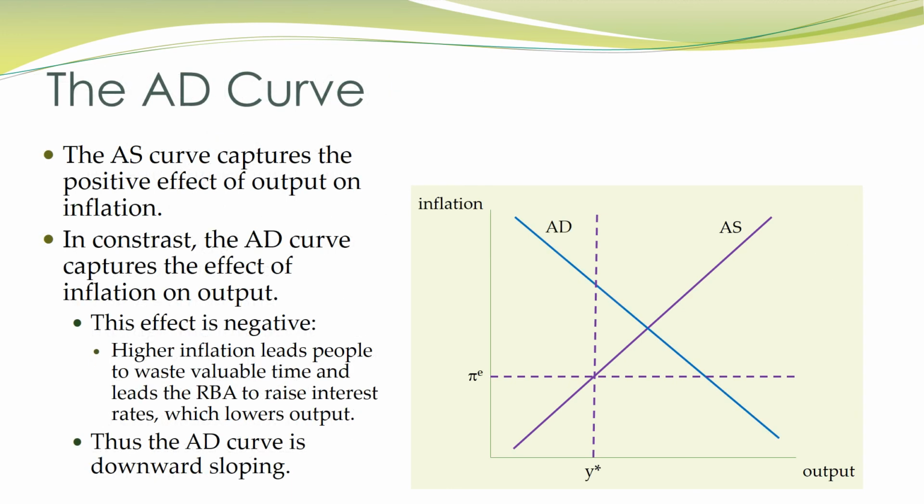We now turn to the other curve, the AD curve. While the AS curve shows how output affects inflation, the AD curve captures the reverse effect, how inflation affects output. Empirical studies suggest that this effect is negative. This is partly because inflation causes people to waste time trying to protect their wealth rather than producing output. In addition, inflation leads central banks to raise interest rates, which also lowers output, as discussed in the Fisher equation video. For these reasons, the AD curve is downward sloping.